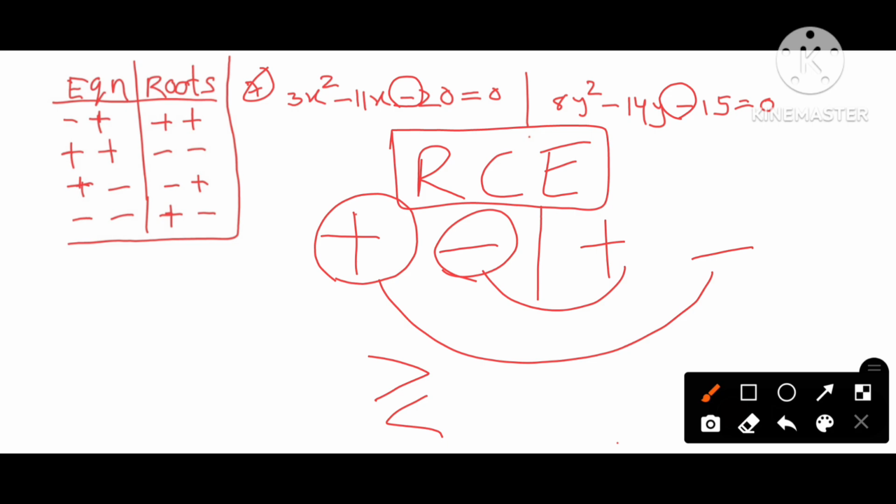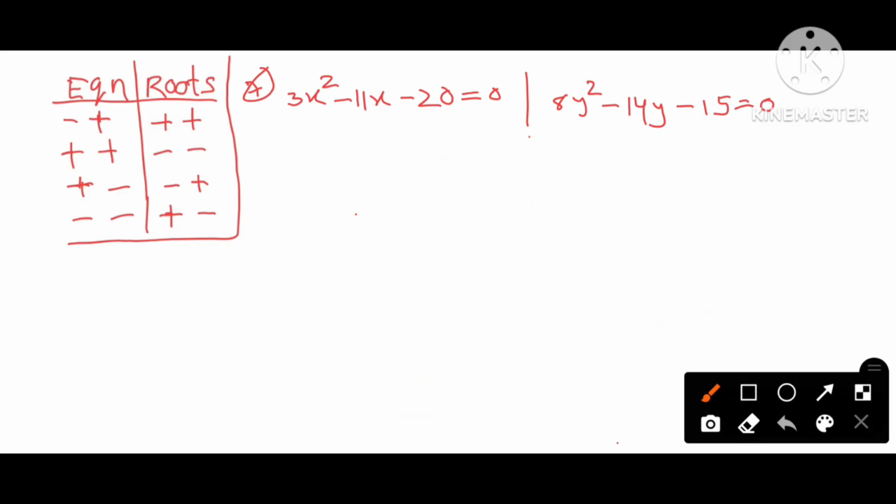Okay, the golden rule we use here is minus at the end. It takes only 1 second to answer this type of question. What I mean to say is, if I see minus at the end, the answer will be RCE. It doesn't take even 1 second.